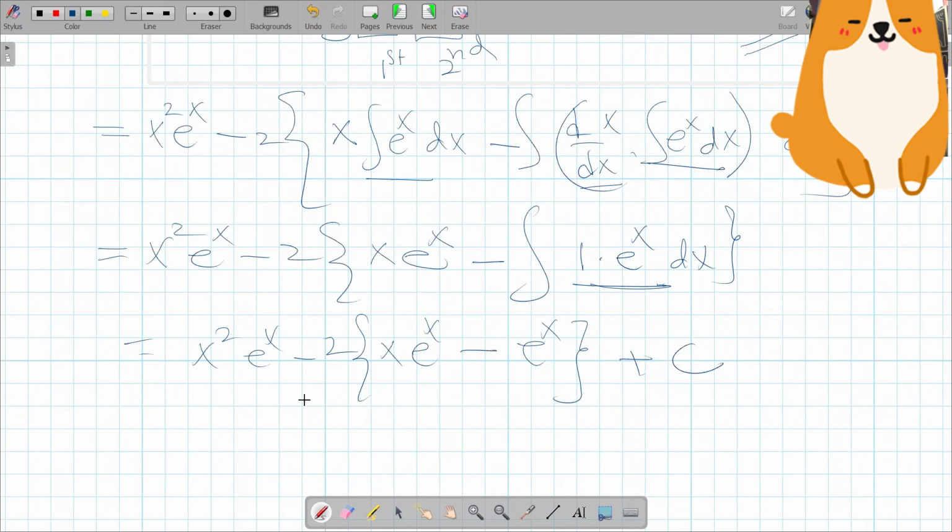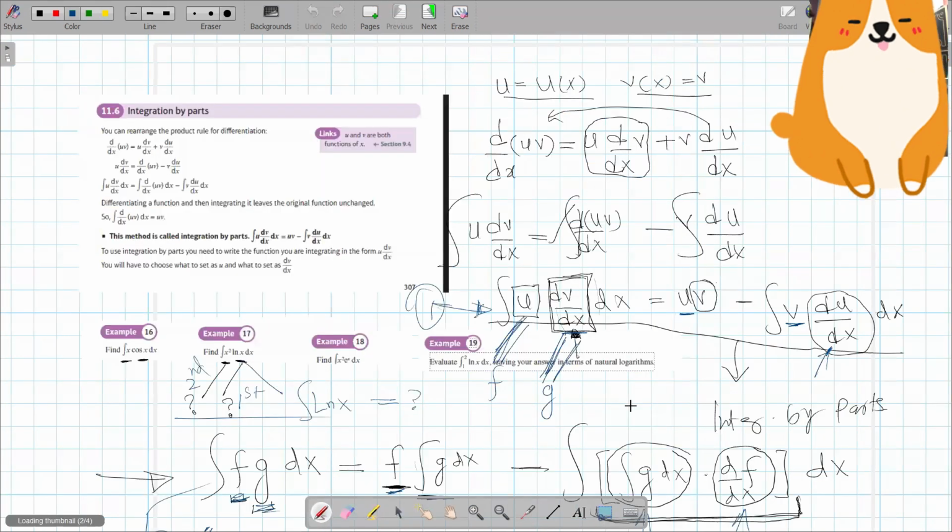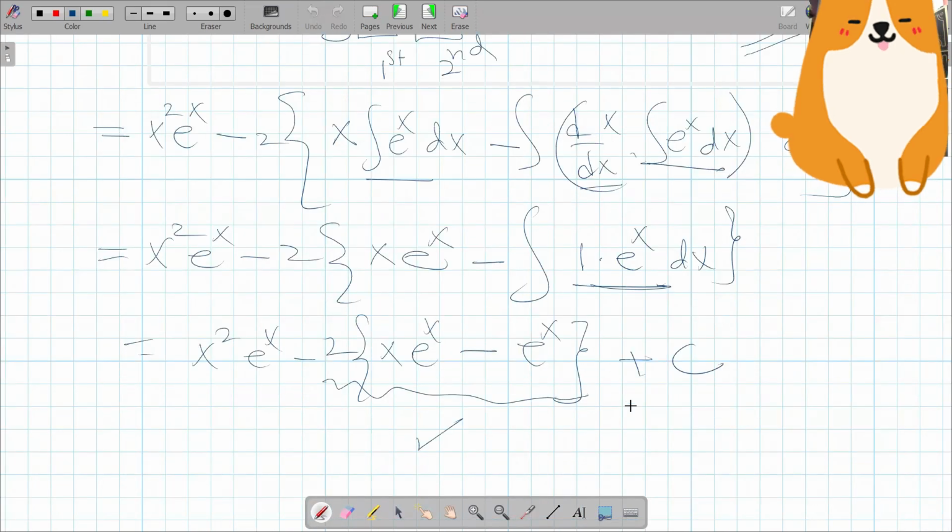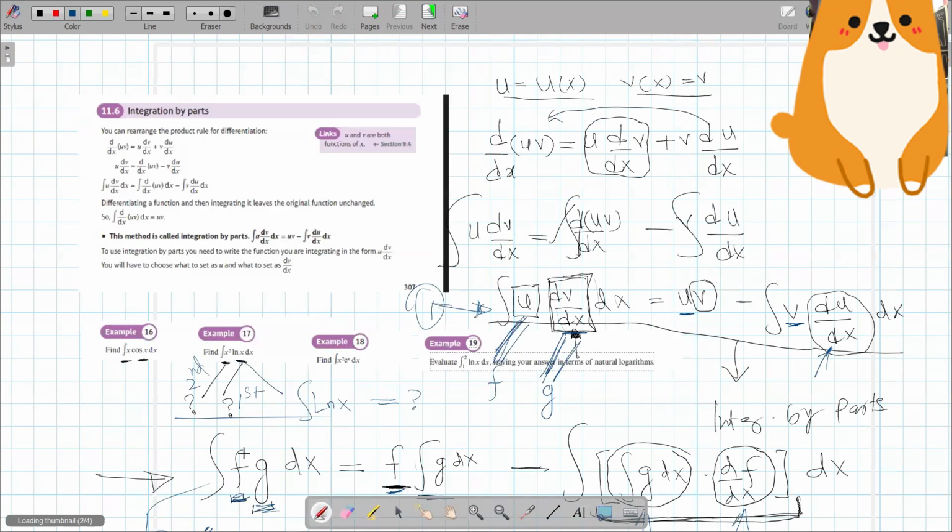And you are done. Further you have to multiply the 2 inside, and this is the result. So sometimes you have to do it twice. Clear? Okay. So whenever we have a combination of algebraic and exponential, then the first function will be algebraic and the second will be exponential. You should remember this rule.